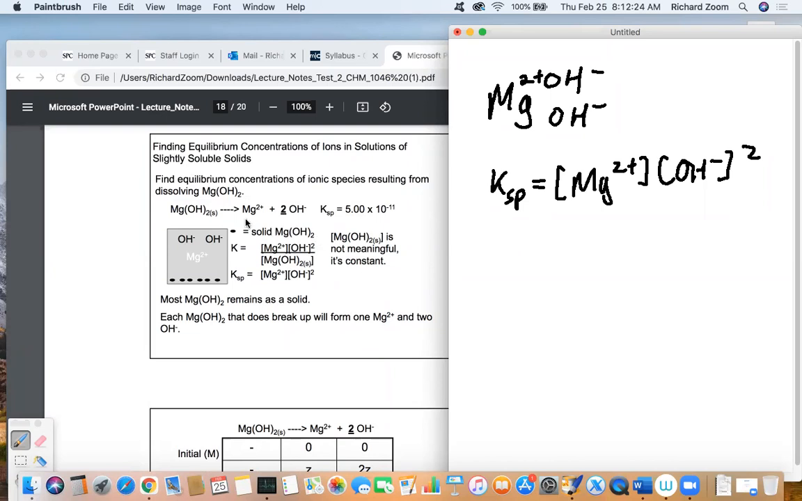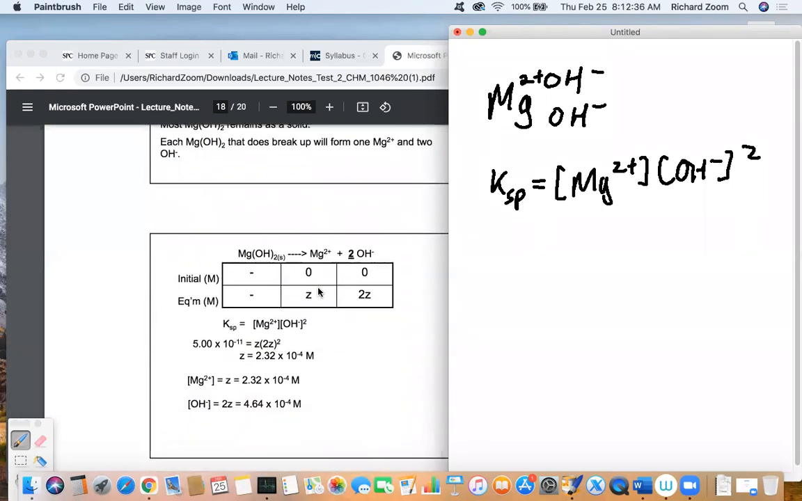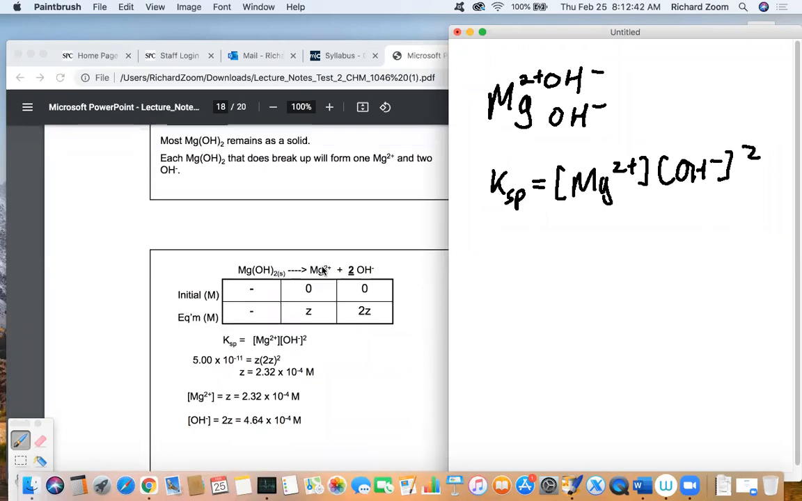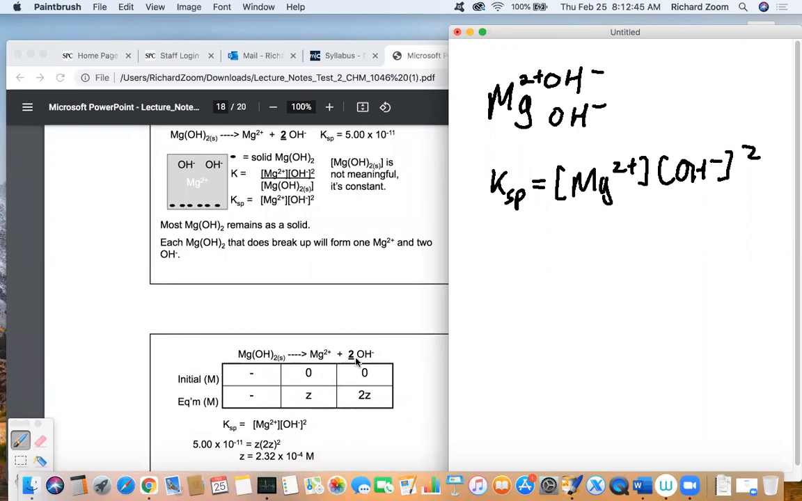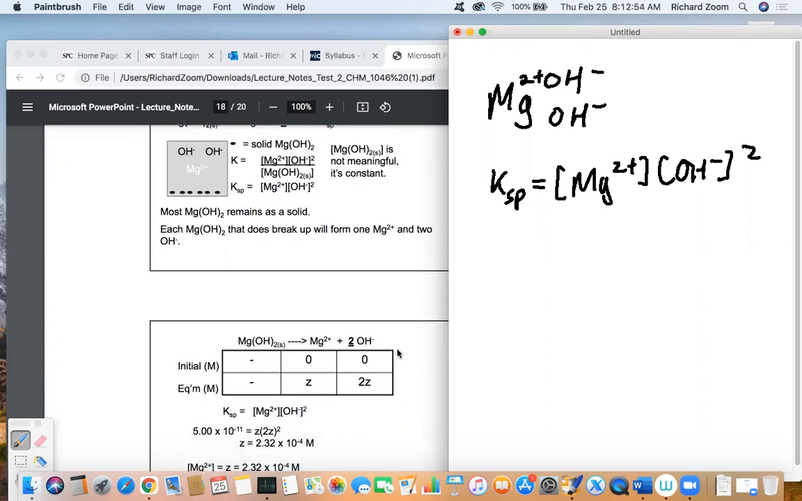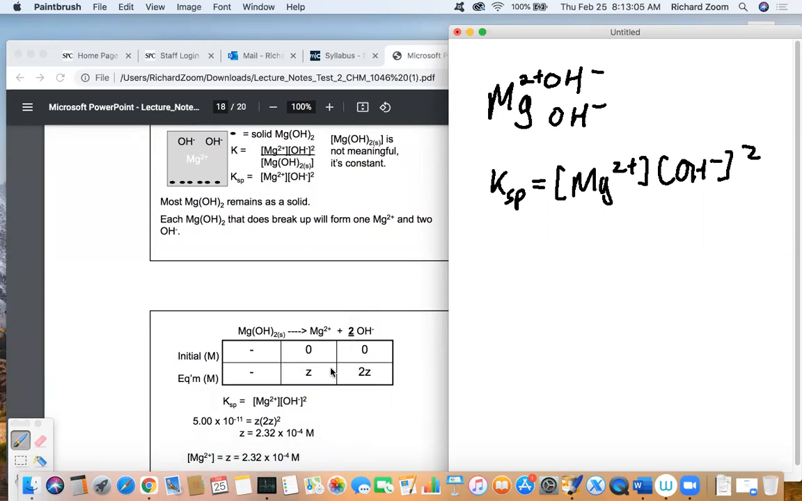So what we're looking at is, again, the Mg(OH)2 sitting down on the bottom of the beaker or flask, and it's not dissolved. What will happen, though, is at equilibrium, a certain number of Mg2+ will appear in solution, and double that number of OH- will also appear. So we're always going to get Z amount of Mg2+ and then 2Z amount of OH-. The number that goes in front of the Z will always be the coefficient. This is very similar to what we've already dealt with when looking at other similar K calculations.